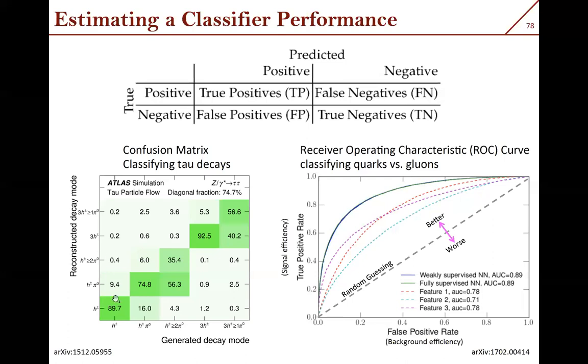So if you have an idealistic world, you expect this diagonal matrix to be all 100%, and the off-diagonal elements, which we call confusion terms, where you have generated something but it's reconstructed as something else, should in an ideal world be all 0. Okay, and you can see from this table, this is the best that, let's say, ATLAS has achieved.